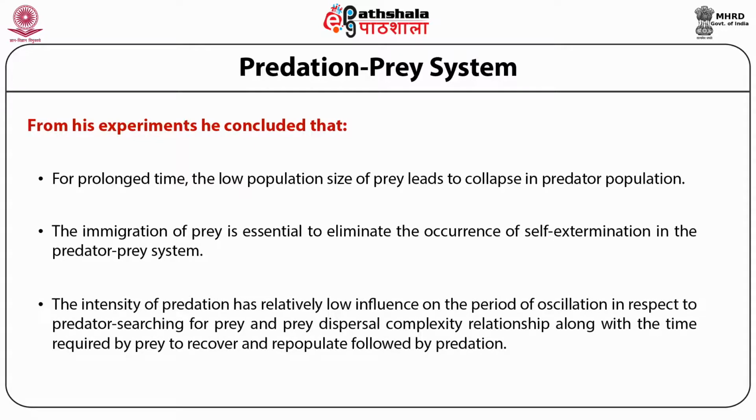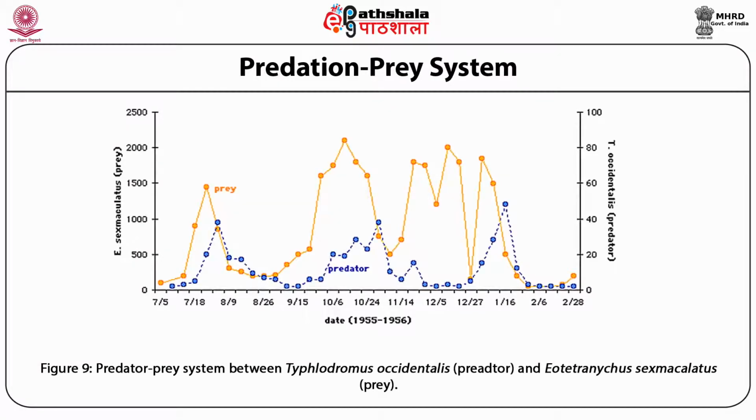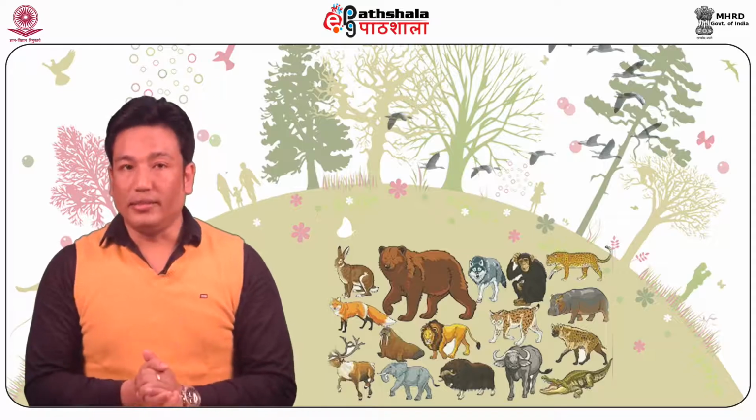The intensity of predation has relatively low influence on the period of oscillation with respect to predators searching for prey and prey dispersal complexity, along with the time required by prey to recover and repopulate following predation. This figure represents the predator-prey system between Typhlodromus occidentalis predator and Eotetranychus sexmaculatus prey.